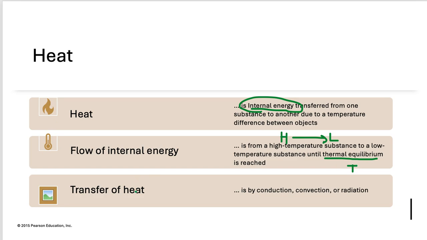The transfer of heat is only done so by three methods. They are conduction, convection, and radiation. These are known as heat transfer methods.